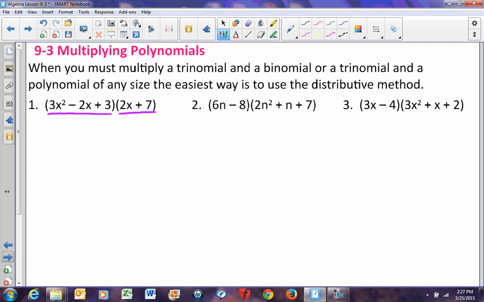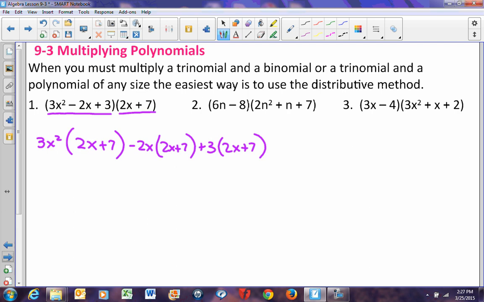Okay, so I'm going to do 3x squared. I'm going to multiply that by everything in the second parenthesis, 2x plus 7. And then I'm going to do negative 2x times 2x plus 7. And then plus 3 times 2x plus 7. You'll see sometimes you run out of space.